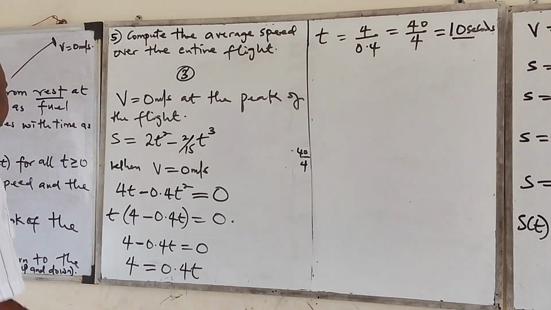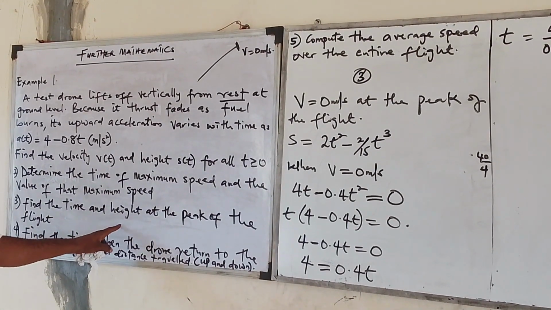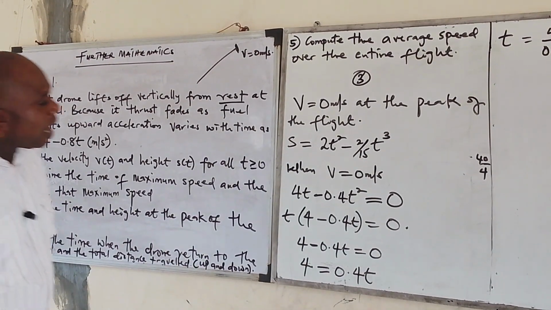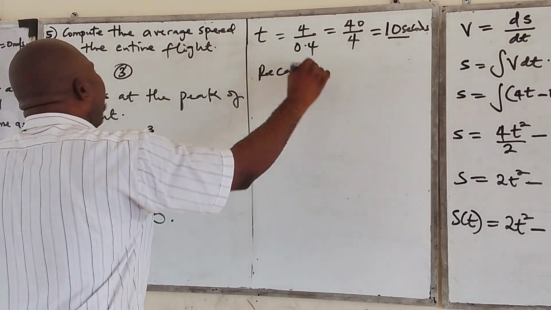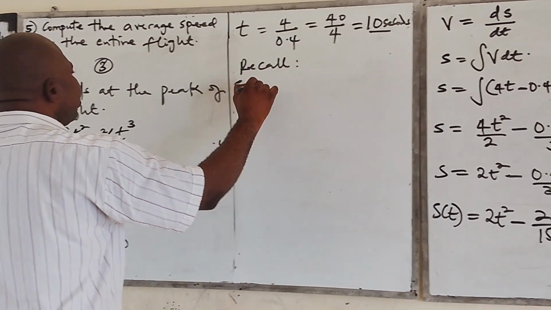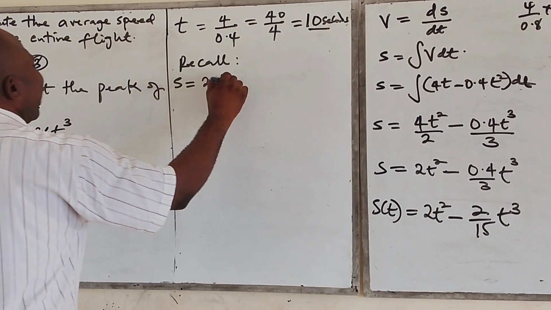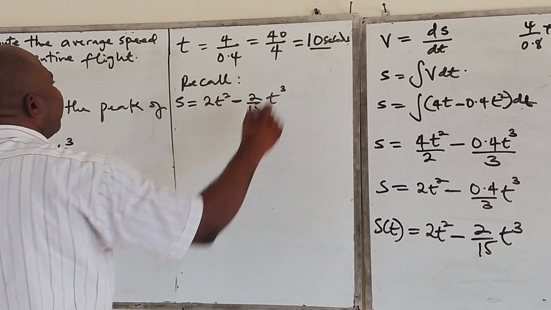Now let's see, because the question says we should find the time and height. So we have gotten the value of our time to be 10 seconds. Now let's see the height. Our height, recall, s is equal to 2t squared minus 2 all over 15 t raised to the power of 3.